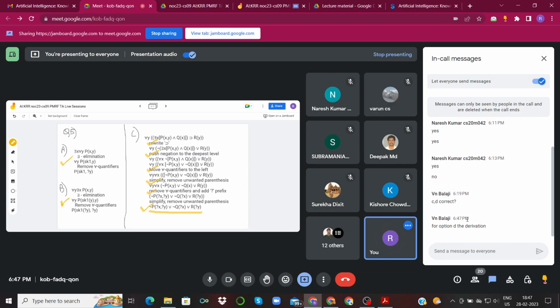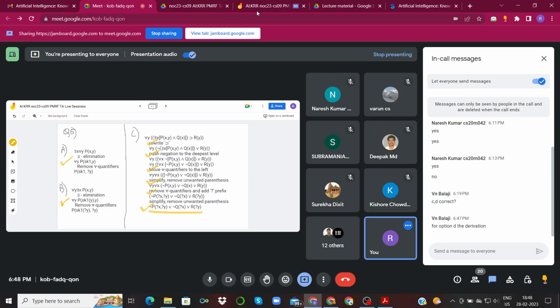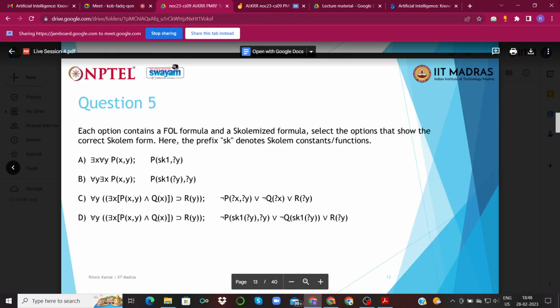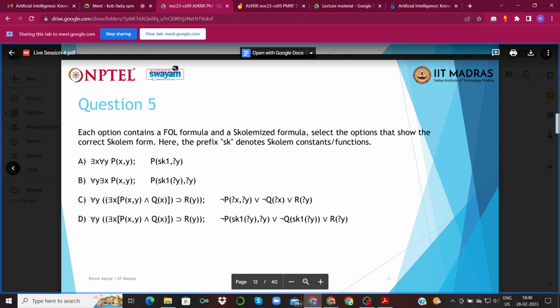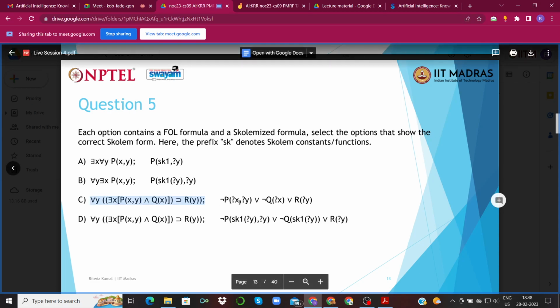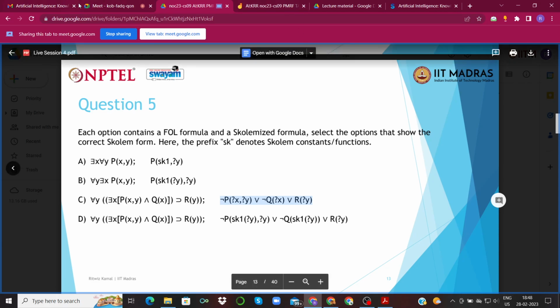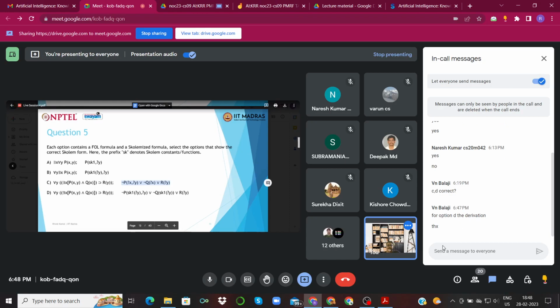Yeah, so Balaj, for option D we don't need to do the derivation, because I'll show you the options once. Just give me a moment. If you see, the formula on the left-hand side is exactly the same for C and D, right? You have for all y there exists x, p x comma y and q x implies r y. Okay, and we already saw that the correct Skolemized formula for this particular formula is this, right? So we don't even need to look at option D. We can straight away say that option D is incorrect.